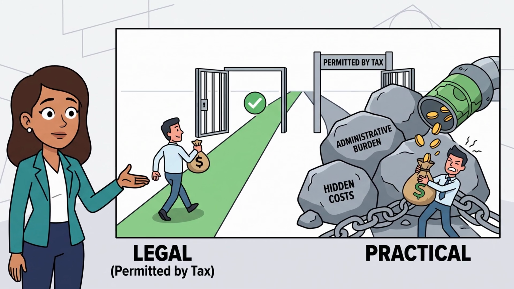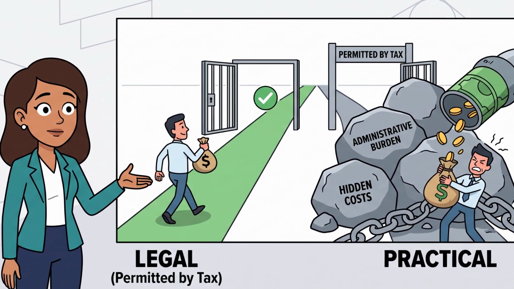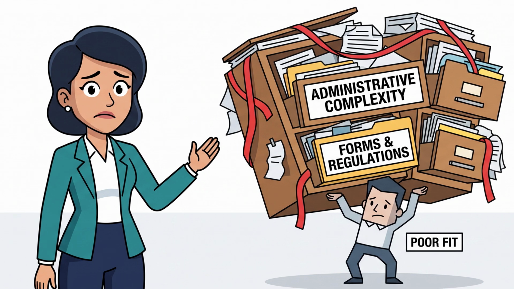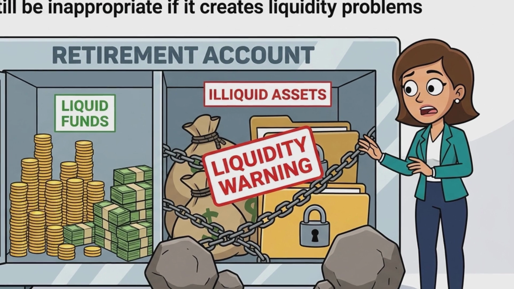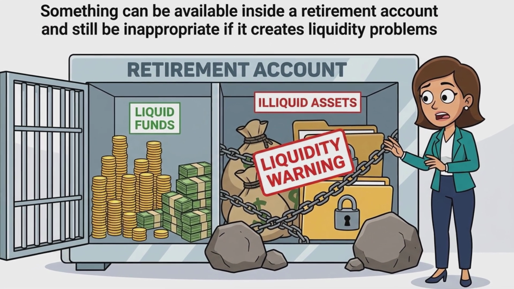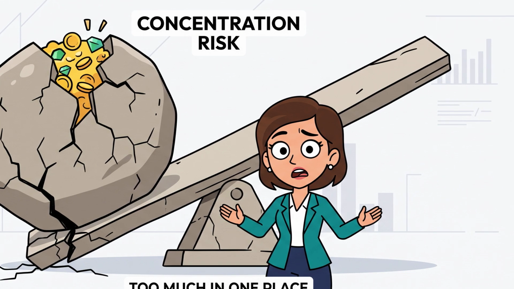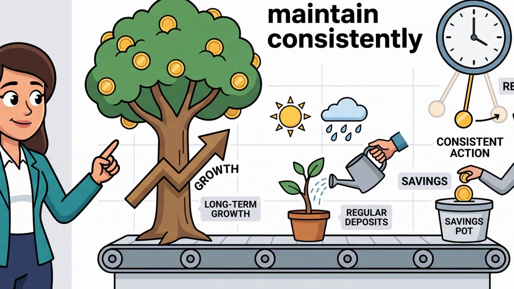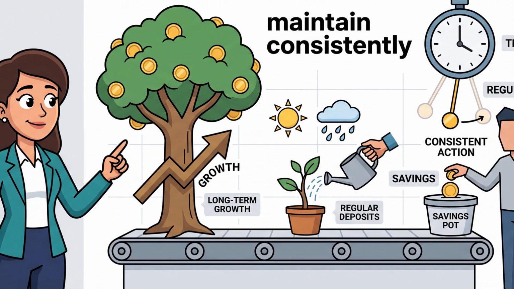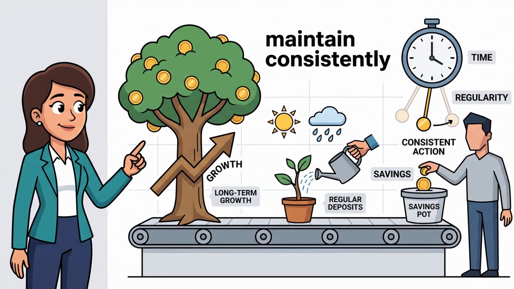This kind of checklist does not make the strategy exciting, but it makes it usable. There is also a difference between legal and practical. Something can be permitted by the tax code and still be a poor fit for a person who does not want administrative complexity. Something can be available inside a retirement account and still be inappropriate if it creates liquidity problems, record-keeping problems, or concentration risk. The best strategy is not the one with the most impressive headline. The best strategy is the one a person can execute correctly, maintain consistently, and explain clearly if anyone asks.